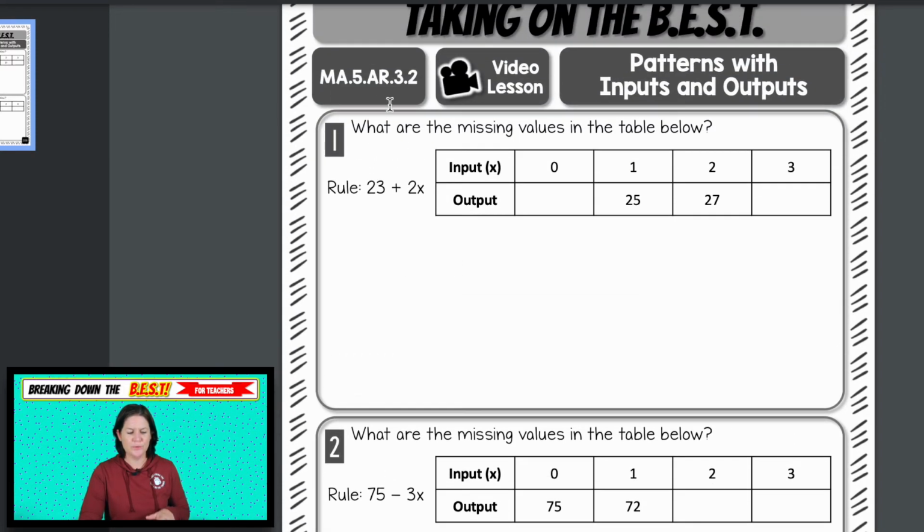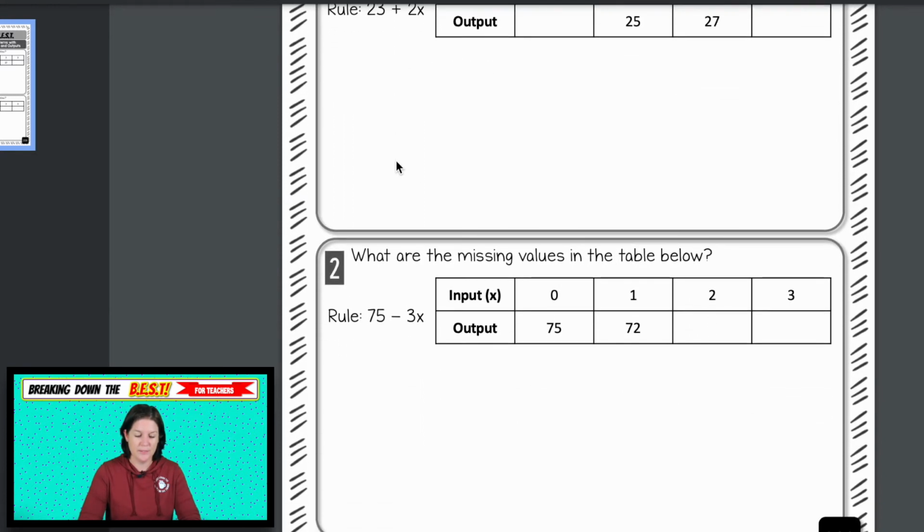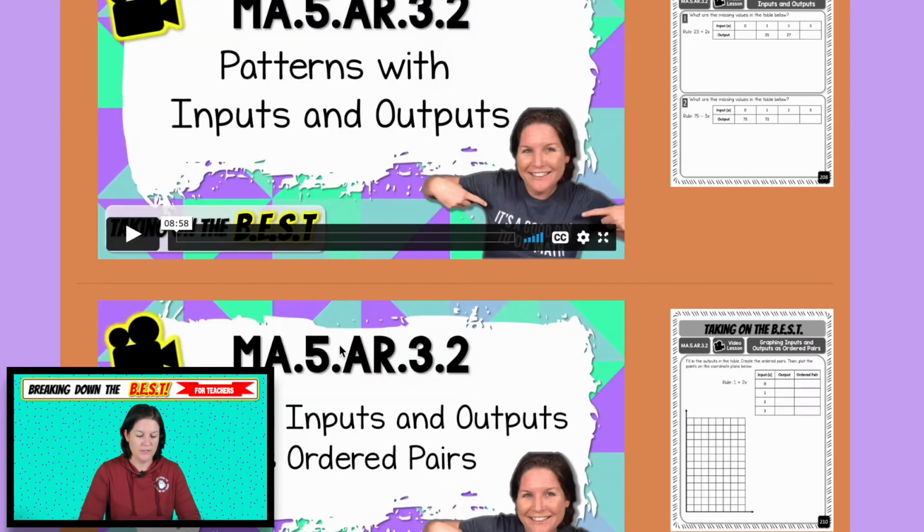And compared to AR.3.1, I think that this standard is a little bit easier for students to understand. So I think once they see this, 3.1 will actually start to make more sense too. Okay, so there's that video lesson.